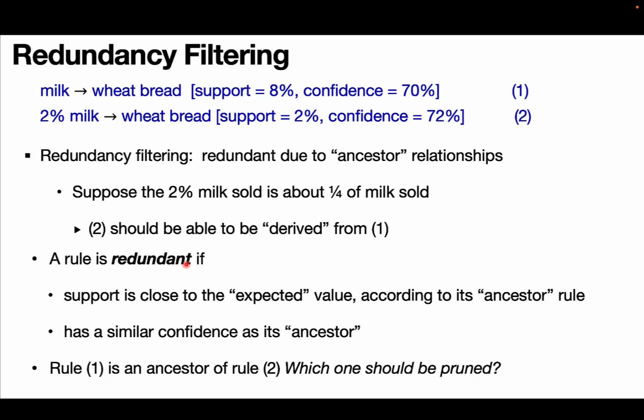To summarize, when ancestor and descendant rules have similar confidence and expected support, we keep the more general rule and prune the descendant rule because it adds no new information. However, if the descendant deviates significantly from the ancestor's expected behavior, then we keep both for further analysis.